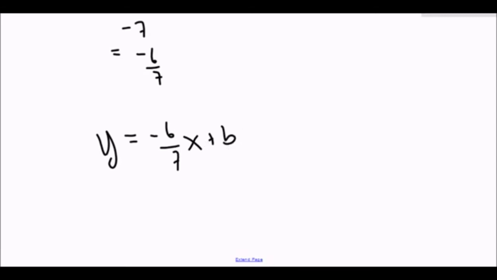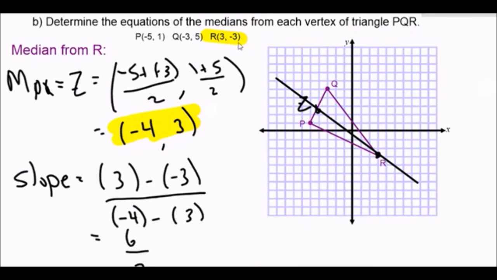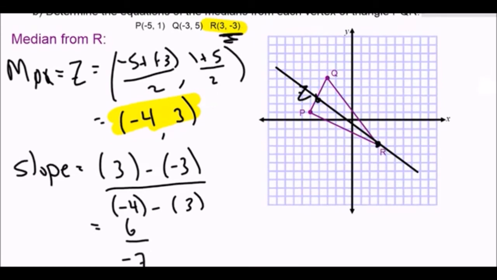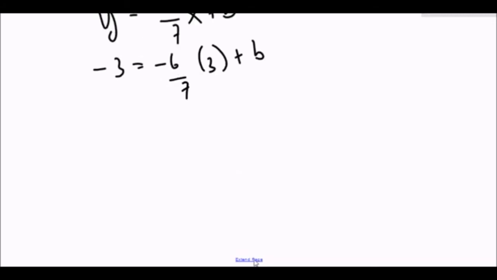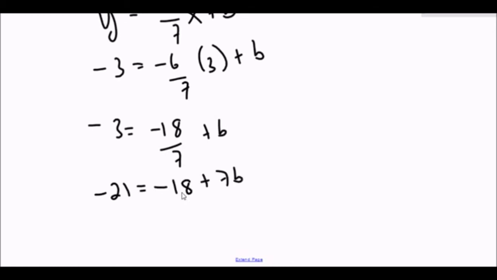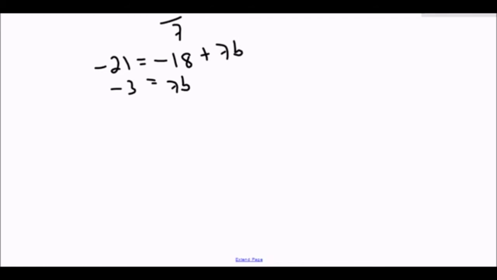And now I need to find the y-intercept. So I'm going to take one of the points that I know. So I will take point R, 3 and negative 3. So y is negative 3. x is positive 3. And now I just need to solve for b. So negative 3 equals negative 18 over 7 plus b. I'm going to multiply everything by 7 to get rid of that fraction. So negative 21 equals negative 18 plus 7b. Add 18, negative 3 equals 7b, and divide by 7. So if I divide by 7, I end up with a b value of negative 3 over 7.